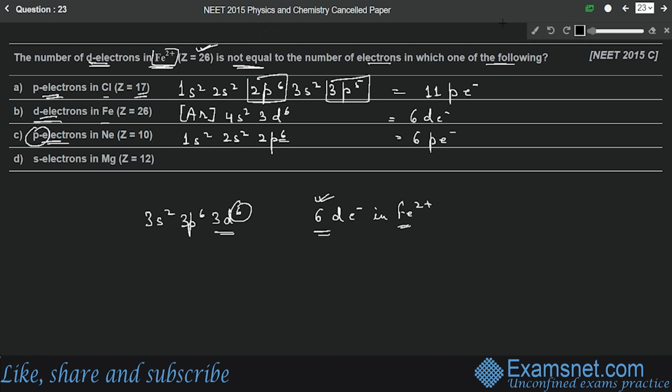Then the last one is s electrons in magnesium. So the electronic configuration of magnesium is 1s2, 2s2, 2p6 and 3s2. So how many s electrons are there? 2 s electrons here, 2 s electrons here, and 2 here also. Okay. So 2 plus 2 plus 2, that means 6 s electrons. Again the number is same as the number of d electrons in Fe2 plus. So in the options B, C and D, the number is same, but the first one is not same. So option A will be the correct answer.